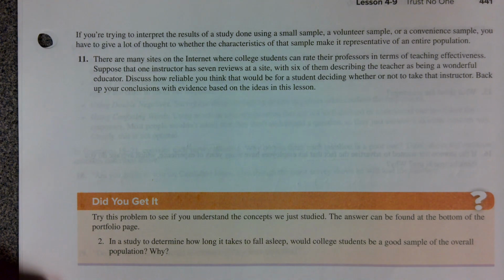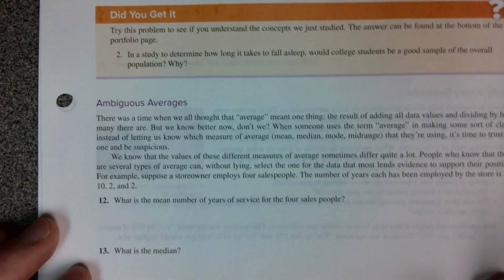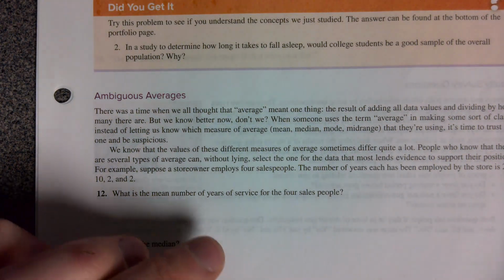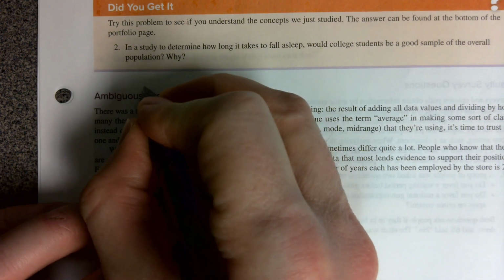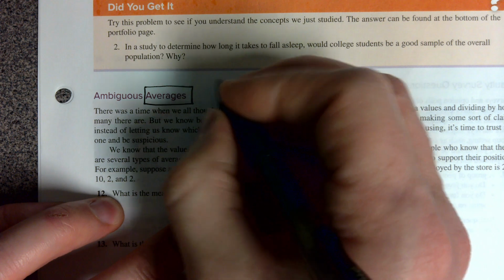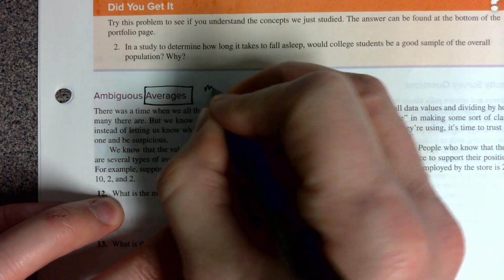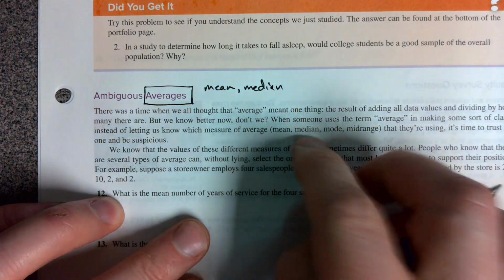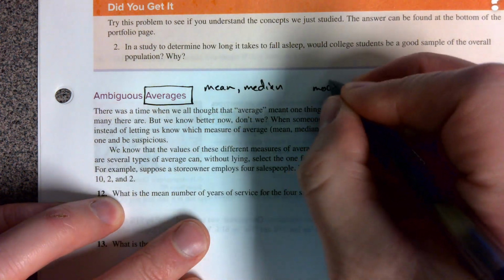Could they be good? So another place where things can get misleading is ambiguous averages. What we mean here is this word average, as we've learned earlier, could be measured as a mean, a median. Those are the two main ones we talk about. And then there's mode and mid-range.